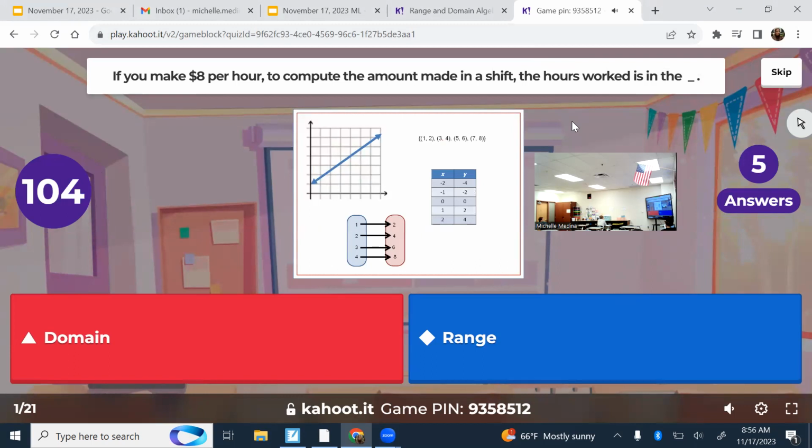So if you make $8 an hour, to compute the amount made in a shift, the hours worked is the domain or the range? Is it the input or the output?